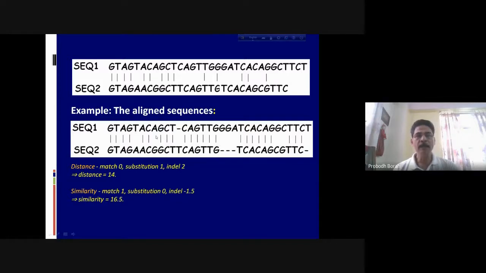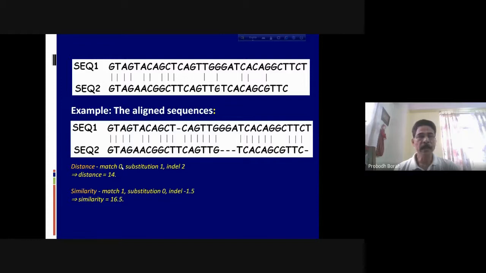Here, there is 1. This is another, 2. Then 3, 4. So 4 replacements or substitutions are there. 4 distances are due to substitution. So the total distance score will be 4 into 1 is equal to 4. Then how many insertion deletions are there? 1, 2, 3, 4, 5. So for each insertion deletion, our scale is 2. So for 5 insertion deletions, the total score will be 2 into 5 is equal to 10. So therefore, the total distance score will be 14.